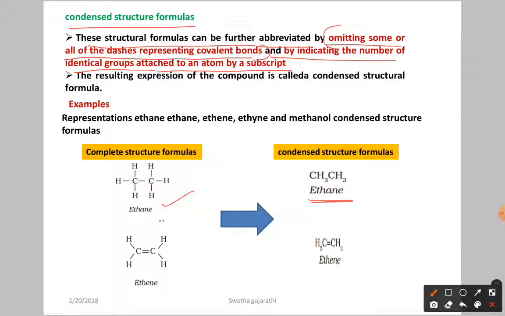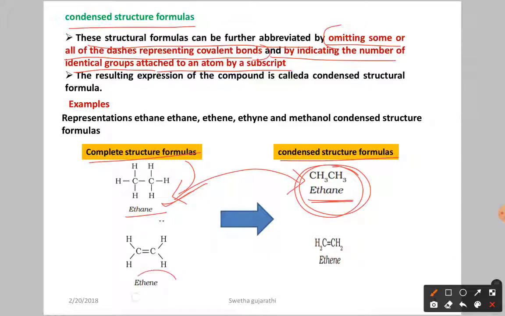Here if you see, this is the complete structural formula of ethane. Here you are showing every bond. But in the condensed structure, you are going to omit the bonds; you are not going to show any bond. You are making it short. So this is the complete structure of ethane, and it becomes the condensed structure.